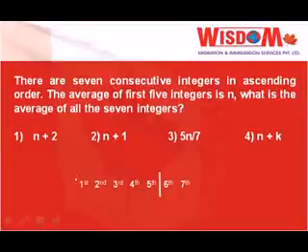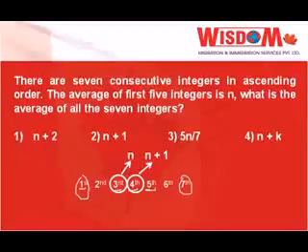The average of the first 5 numbers would be the first number plus the 5th number by 2, which would be the 3rd number. So the 3rd number is given to me as n. So all I have to do is find the average of all 7 numbers, which is nothing but the first number plus the 7th number by 2, which is equal to the 4th number. Hence, the average of the 7 numbers is n plus 1.